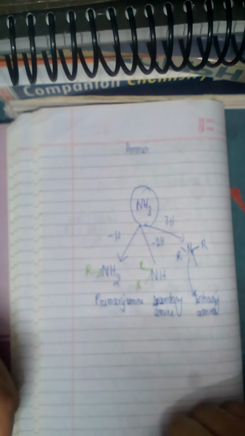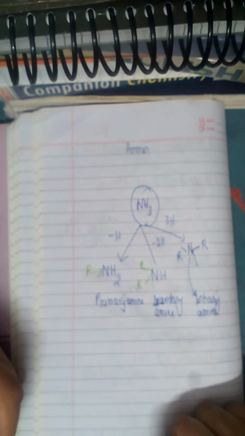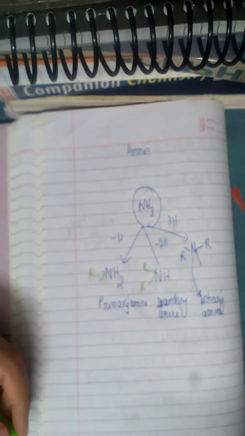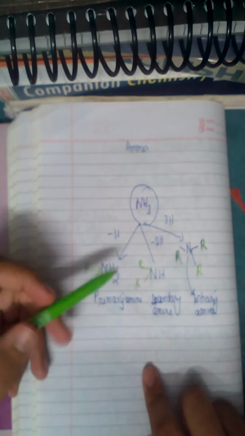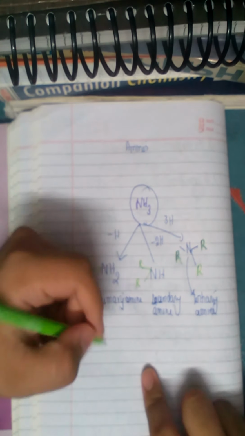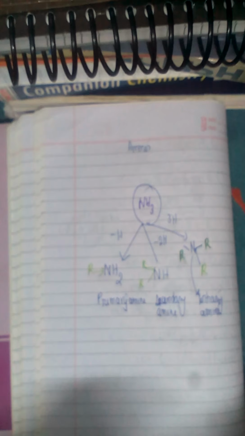Two R groups, R and R, and H, and this becomes a secondary amine. And the third case, in which I have removed all the hydrogens from the amine, that means if I have removed three hydrogens, I have to add three R groups, so N with three R's and no hydrogen, it becomes a tertiary amine.